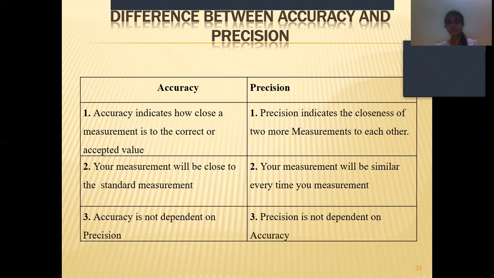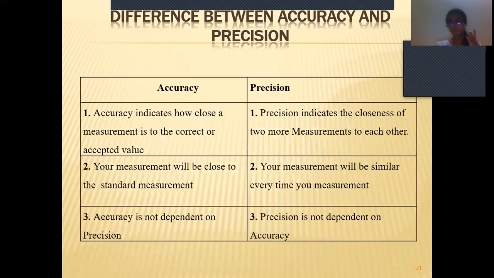Precision indicates the closeness of two or more measurements to each other. If you perform the experiment 3 times, then all 3 times the person should get the same value. For example, he got the value 10 the first time, and in the second and third times also he should get the same value. The second point is that the measurement should be very close to the standard measurement, and similar every time. If you repeat this experiment any number of times, the person should get similar values, that is precision.